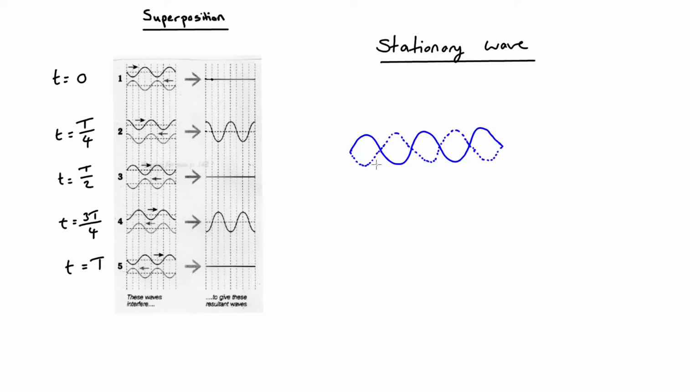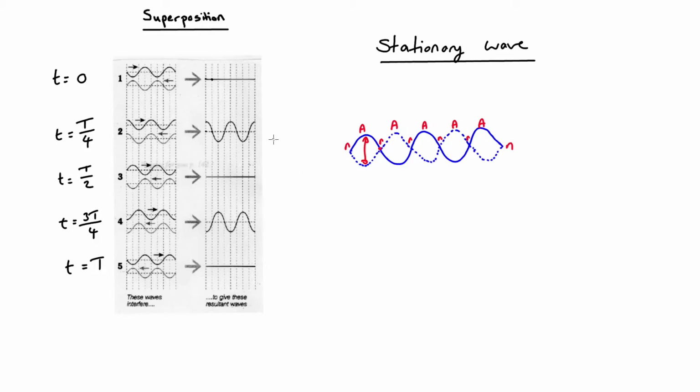So what you arrive at is this sort of situation here, where you've got nodes, at this point here a node, where the particles in the wave medium are not oscillating at all, and then we have these antinodes where the particles in the wave medium oscillate with a maximum amplitude. And again here we've got another node, a node, an antinode, and a node.